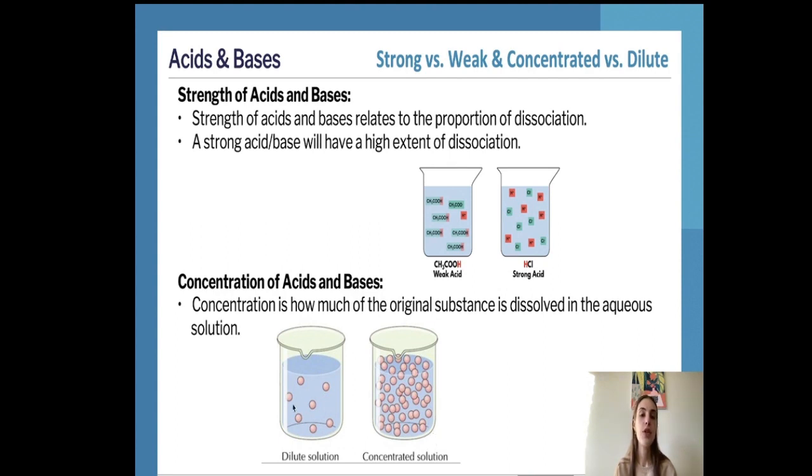Whereas in a dilute solution, we have very few of those acid molecules in the solution, or base molecules in the solution. And so that's going to mean that because there's so few of them, we consider it to be dilute. So that's just something very important to consider when talking about the properties of our acids and bases and knowing what a strong acid or a strong base is.